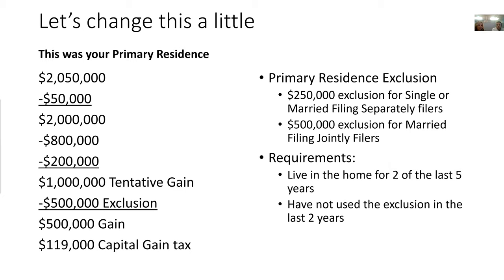So any gain you have on your residence is taxable if you're single and it's above $250,000, or if you're married and it's above $500,000. This is the only applicable rule.